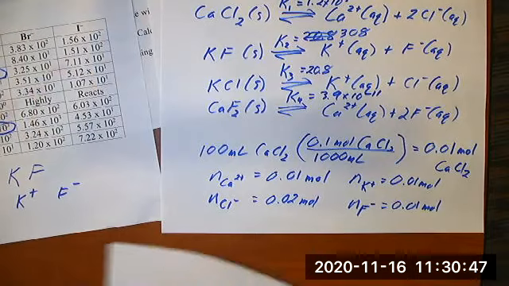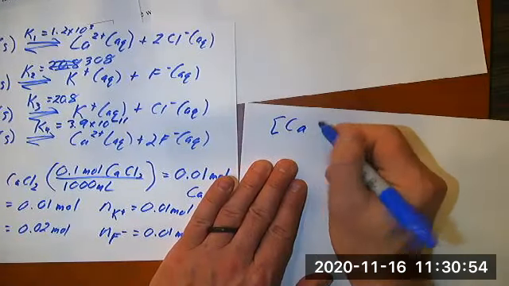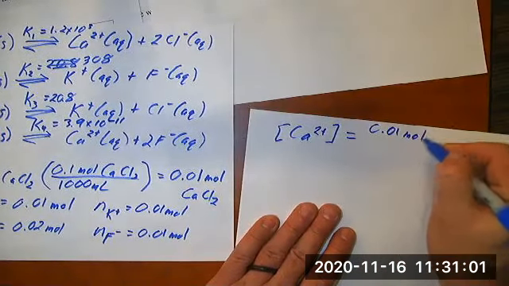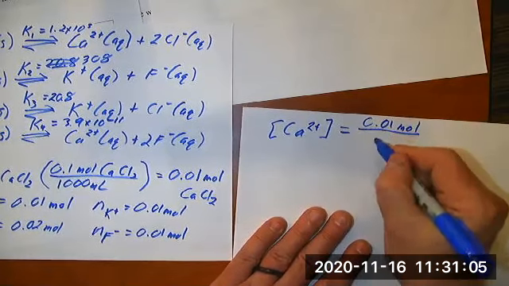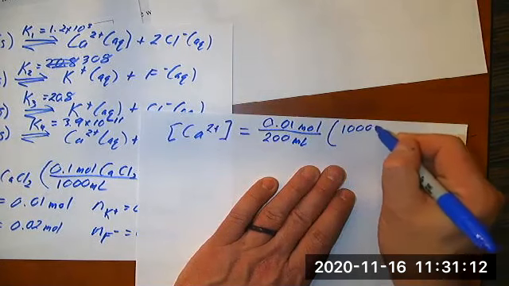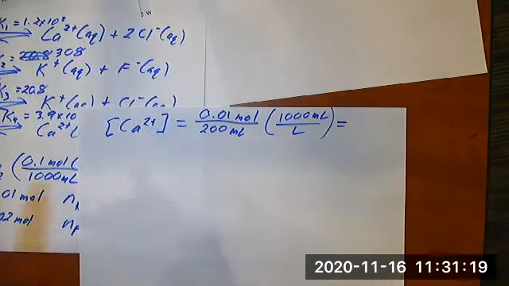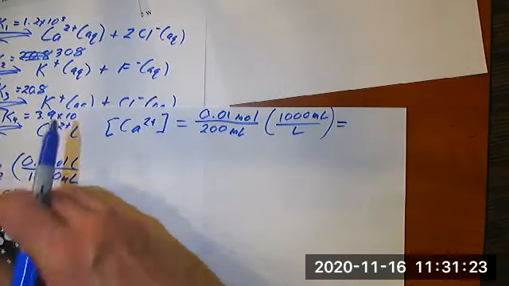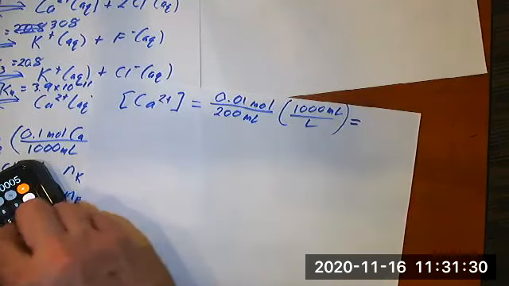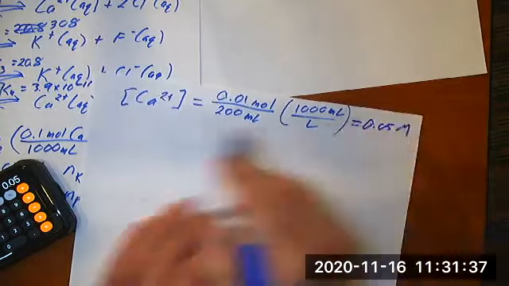They are now in 200 milliliters. So our initial concentration of Ca2+ is going to be 0.01 moles over 200 milliliters. And we need 1,000 milliliters to make it a liter so that we can turn this into molarity. So 0.01 divided by 200 times 1,000, and we get 0.05 molar in calcium 2+.